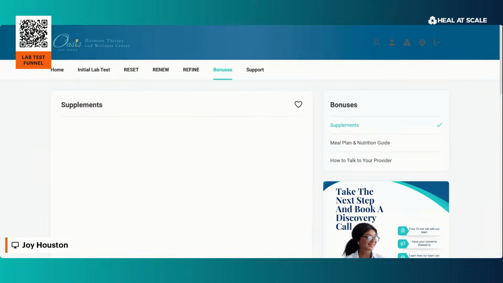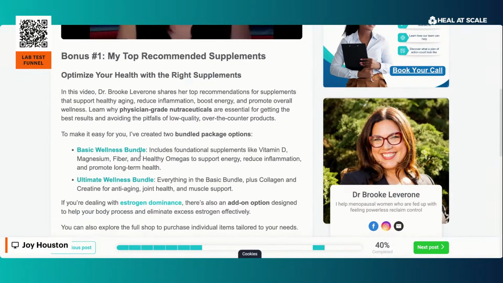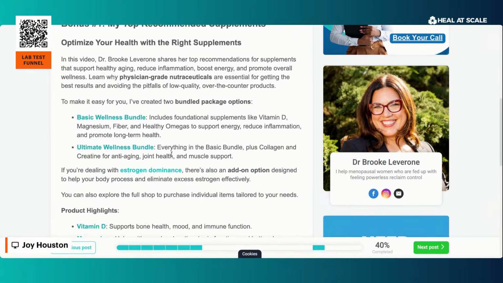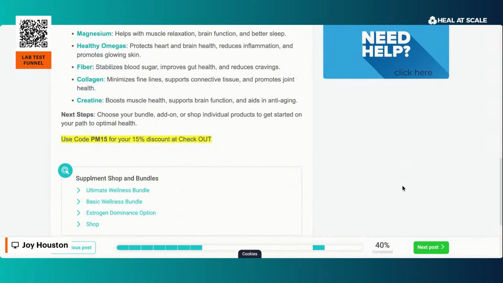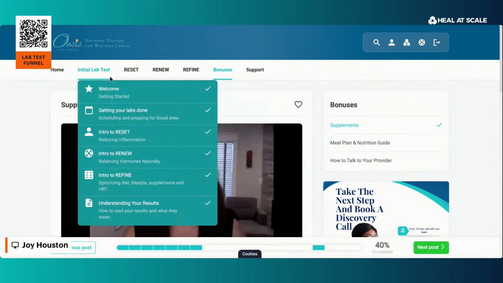Okay. Right now, it looks like she is going to some bonus supplement sales. Ooh, okay. So yeah, she's got her bundle. She does have a bundle, you guys. She has the basic wellness bundle. She has the ultimate wellness bundle. So I could see ads over here on this side. That would be great. Okay. She could even put the discount code. I love that. Okay. But let me go back.